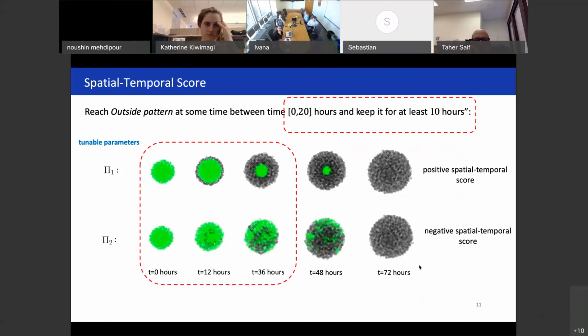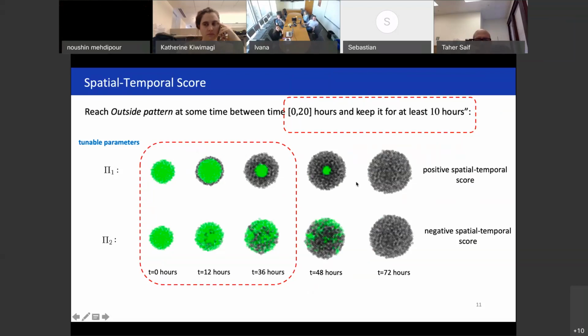We can also combine this score, which is only spatial, with a temporal score, if we have requirements to be satisfied within specific time points. For instance, we want to reach the outside pattern in the first 2 days of the experiment. We can specify that, and we can look at these classifiers or spatial scores over time in order to get a spatial-temporal score.